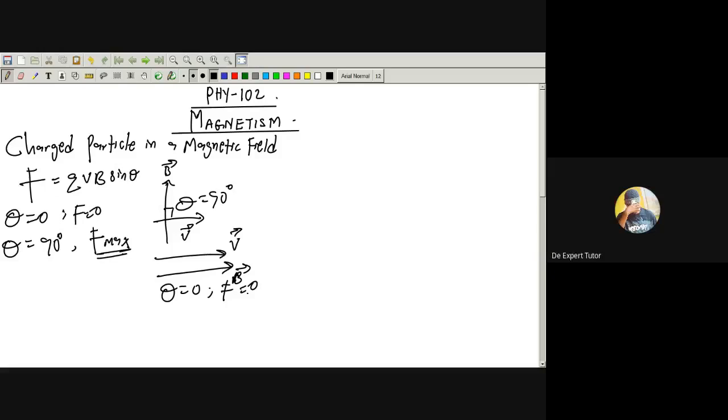So what is now the direction of the force? Now pay attention to me. To find the direction of the force, we use the right hand rule. To find the magnitude, we use this, then to find the direction, we use the right hand rule. To find the direction of the force on the moving charge, we use the right hand rule. How do we use the right hand rule?